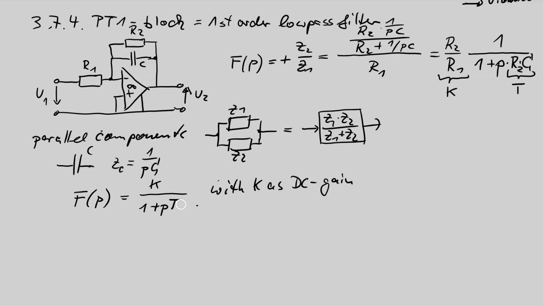If we have 2 of these expressions in series connection, then this is a PT2. If we have 3 of these in series connection, this is a PT3, and so on. So the 1 indicates we have only 1 PT1, one low pass filter, or a first order low pass filter. A 2 means a second order, a 3 means a third order low pass filter. T is the so-called time constant of the PT1.